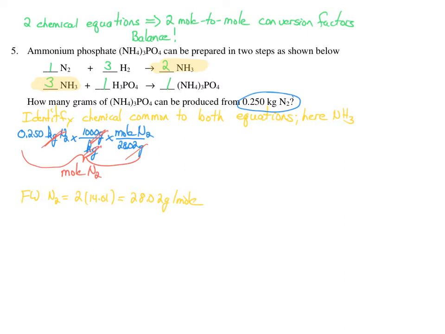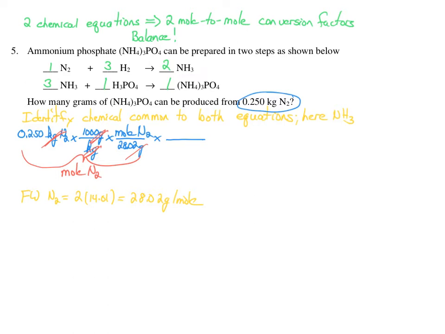Now that we know the number of moles of N2, we can relate that to the chemical that's in common to both of these equations, i.e. the amount of NH3, using a mole-to-mole ratio. We are going to need two mole-to-mole conversion factors. When we have two equations, we're going to use two mole-to-mole conversion factors.